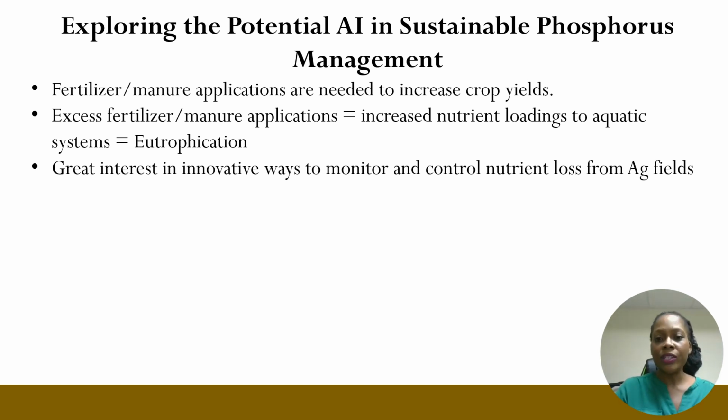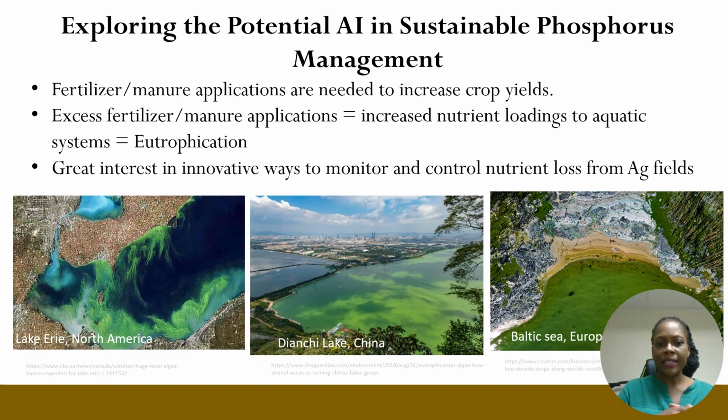And this leads to more frequent and intense cases of eutrophication, as you can see in these images, where eutrophication is the excessive plant and algal growth, which leads to dead zones and fish kills. And this is where there is great interest in innovative ways to monitor and control phosphorus loss from agricultural fields. This is why, while I was at Purdue University doing my PhD, we ventured to use AI to predict phosphorus losses from agricultural fields.